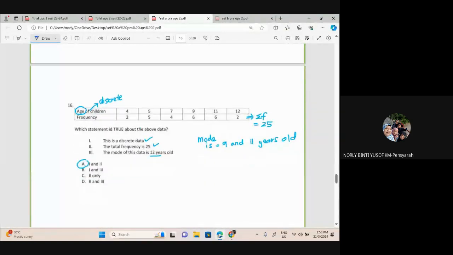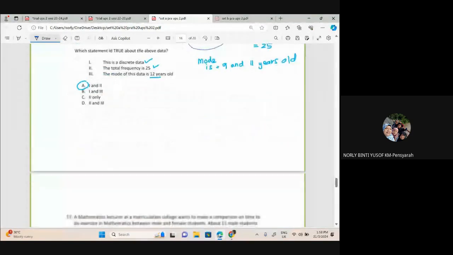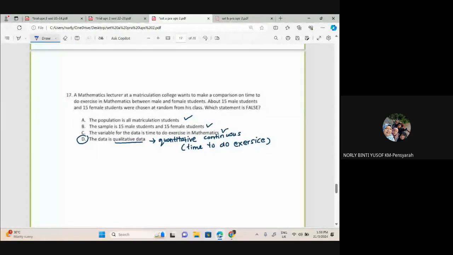Okay, and then 16 pun sama, dia bagi dalam bentuk group data tapi dalam bentuk table lah, ada X dan ada you punya frekuensi. So you kira lah. Tapi dekat sini dia tak suruh kira, dia just suruh tahu adakah total frekuensi tu betul. Betul. Discrete data memang discrete lah. And then mode kita tahulah mode dia adalah 9 dan 11 sebab nilai yang tertinggi frekuensi. Ini salah lah untuk 3. So 1 dan 2.